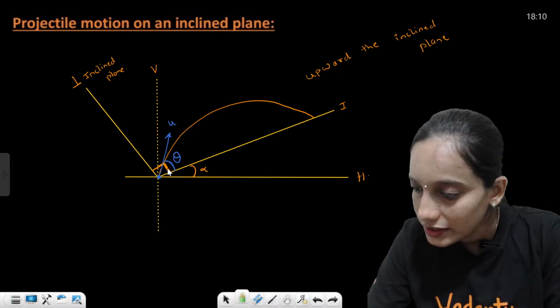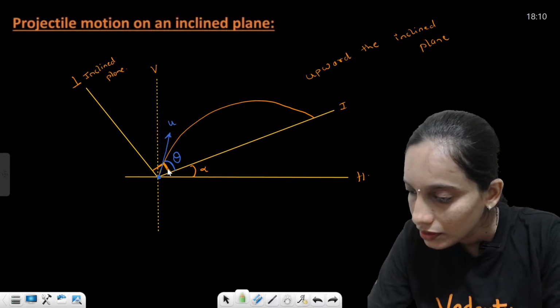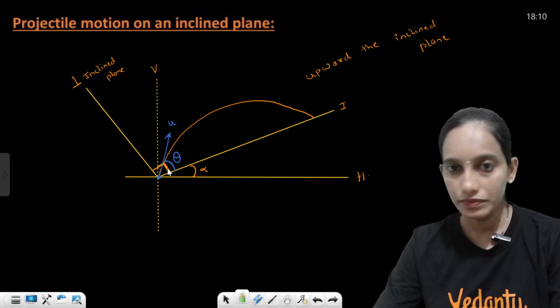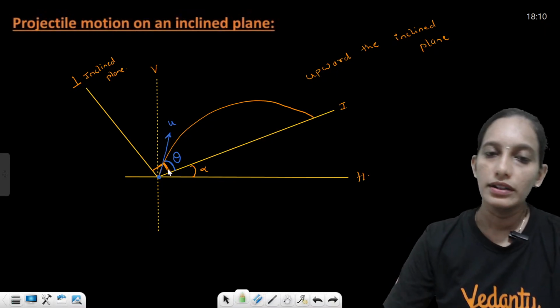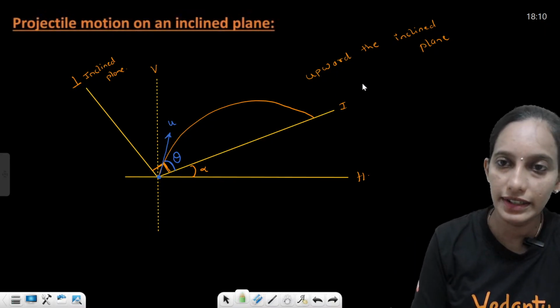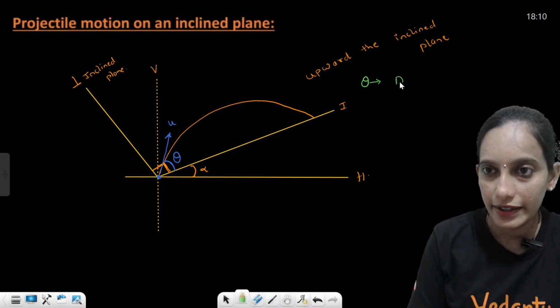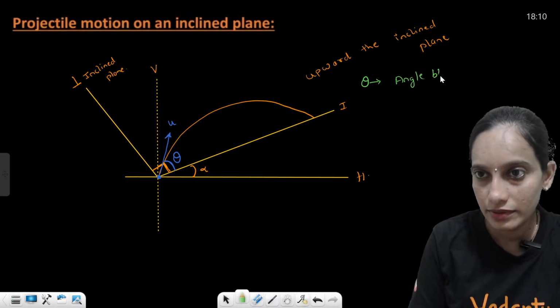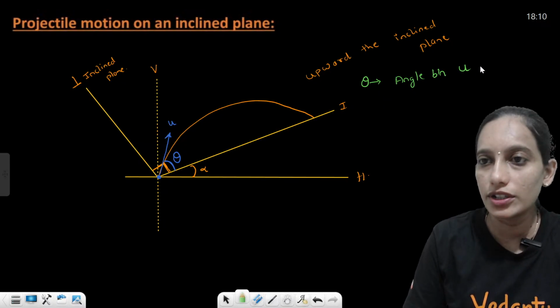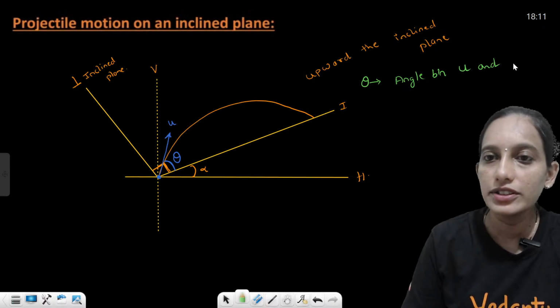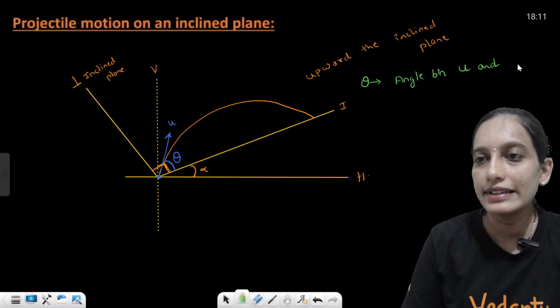Hope it is fine till here. Any doubts? So this theta is the angle between the initial velocity u and the inclined plane.